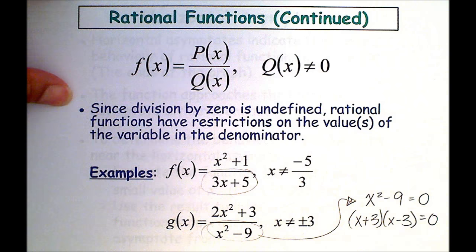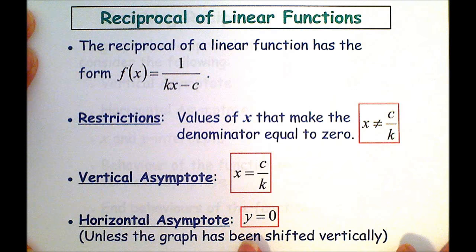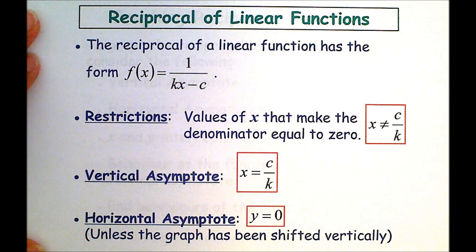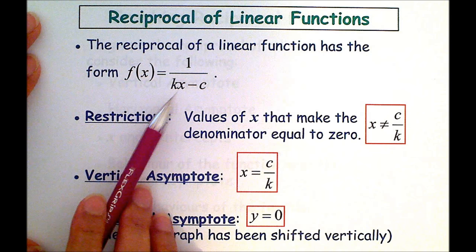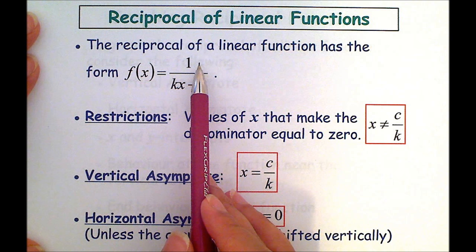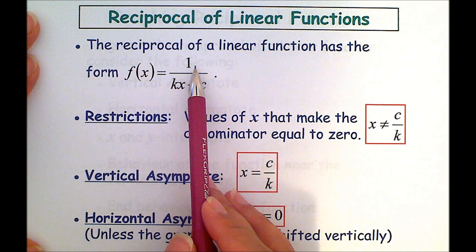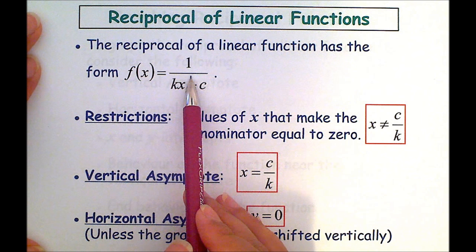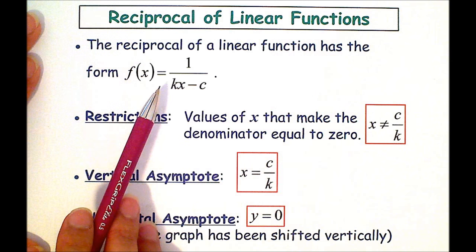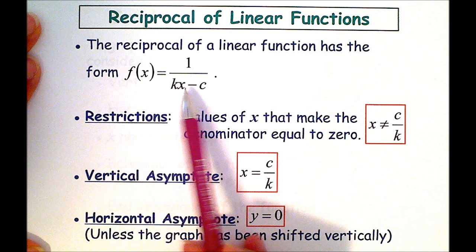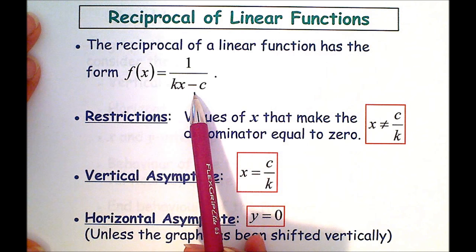Okay. So specifically, we're going to look at the reciprocal of a linear function in this lesson. The reciprocal of a linear function has the form f of x equals 1 over kx minus c. Now, it doesn't necessarily always have to be 1, as long as it's a constant value in the numerator, like 5, negative 3, whatever. As long as it's a constant, you could still look at it as a reciprocal of a linear function. So really, a reciprocal of a linear function means that you have a linear function in the denominator of the rational function.